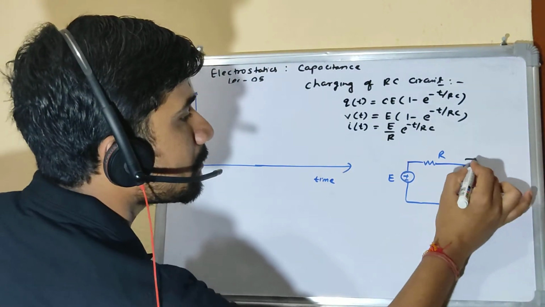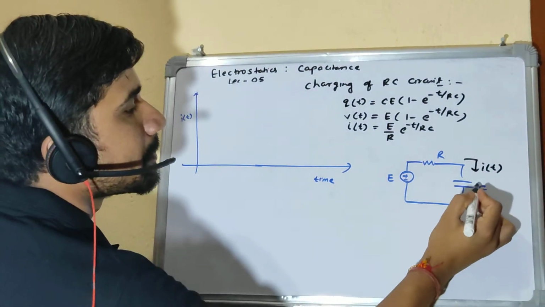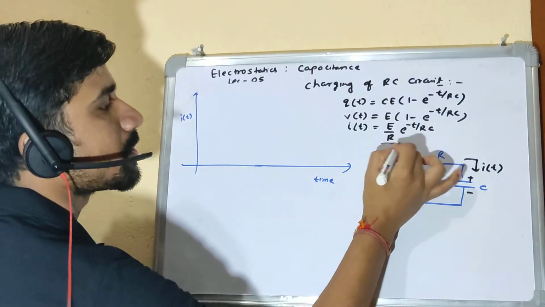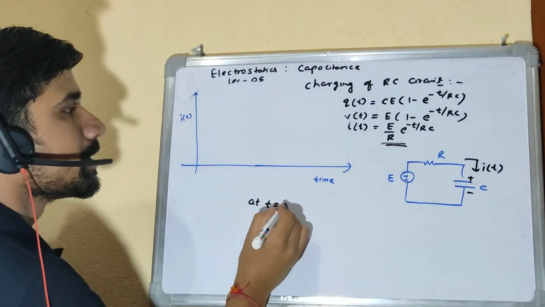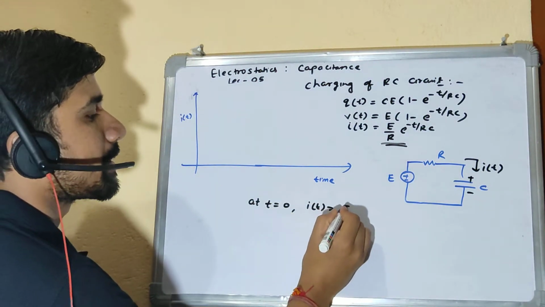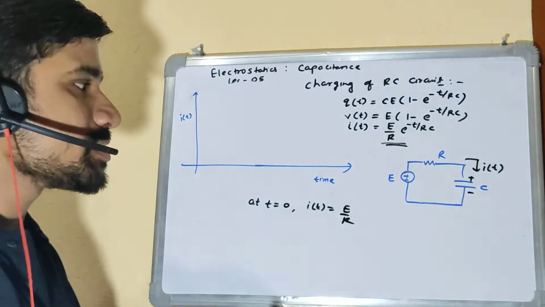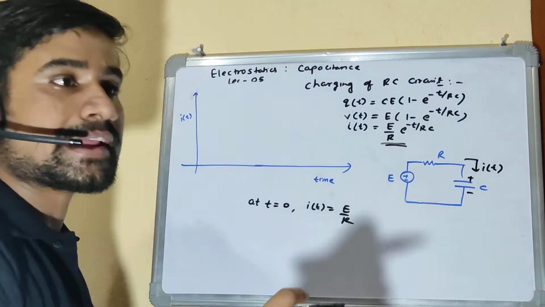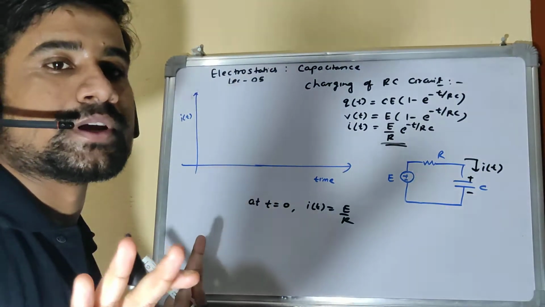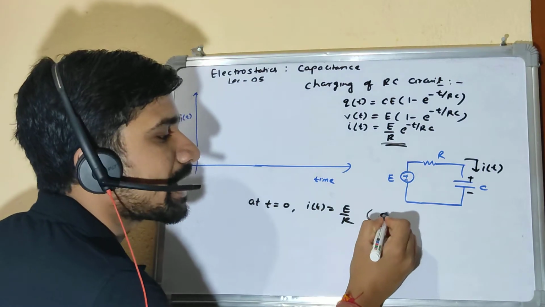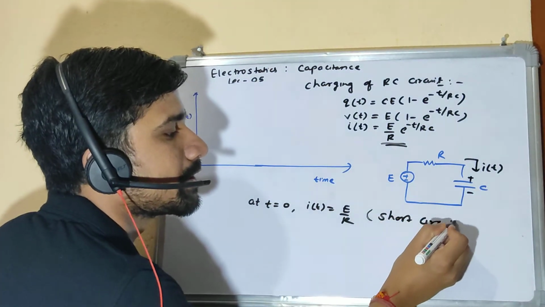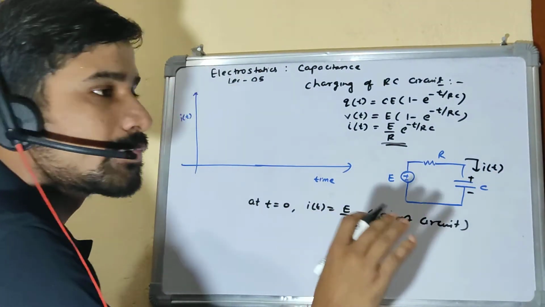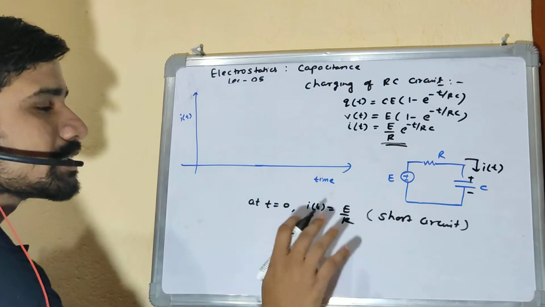So this is the current flowing through this capacitor as a function of time, and this is the expression for current. At t equal to 0, the current is nothing but E by R, right? Which basically means there is no contribution of the capacitor. The capacitor is acting like a short circuit, allowing all the current to pass through it, right? And this is the maximum possible current which is flowing through this circuit. So at time equal to 0, the current is E by R.